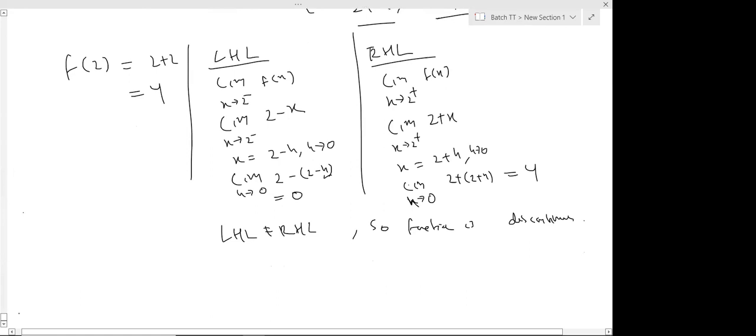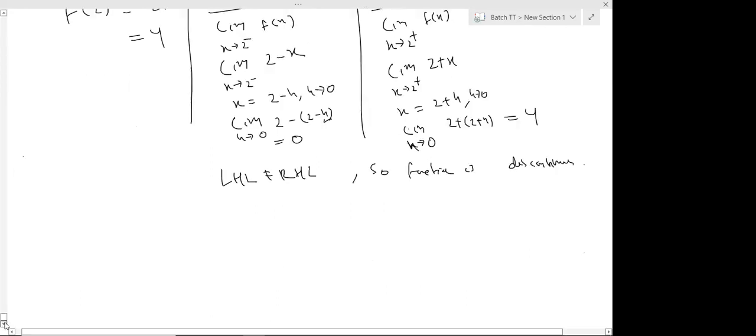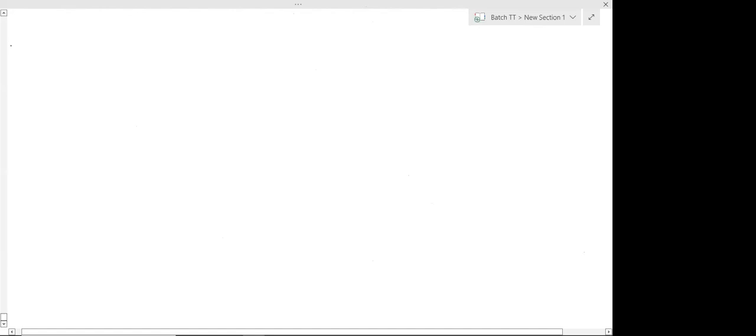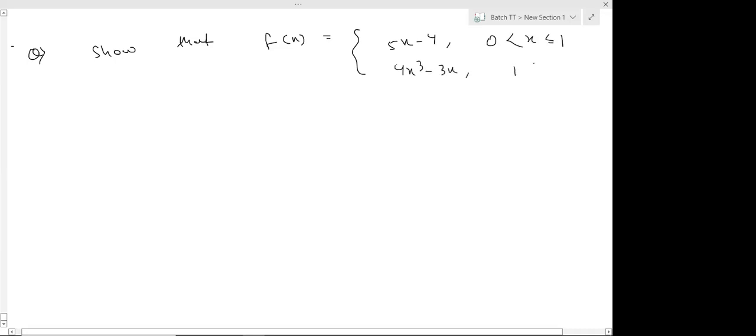Next question. Show that f of x equals 5x minus 4 when 0 is less than x is less than 1, and 4x cubed minus 3x when 1 is less than x, is continuous at x equals 1. All right, try to solve this. I'll give you a few minutes.